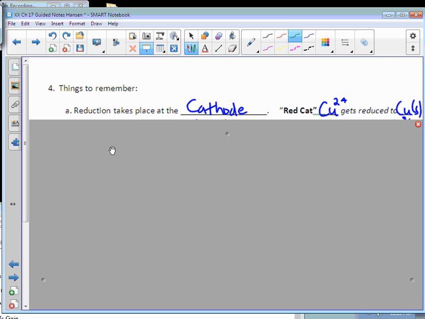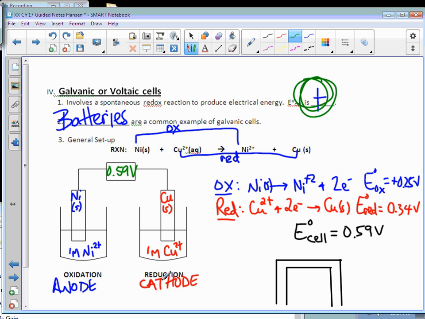First of all, reduction takes place at the cathode. Okay, so going back, you want to definitely label this as the cathode. Now, I always remember the red cat. I'm going to tell you what, it does not matter what the circumstances, at the cathode is where reduction will take place. Okay, so that's where gaining electrons will happen.